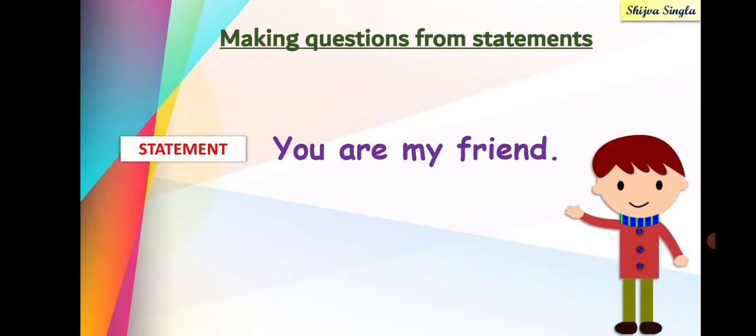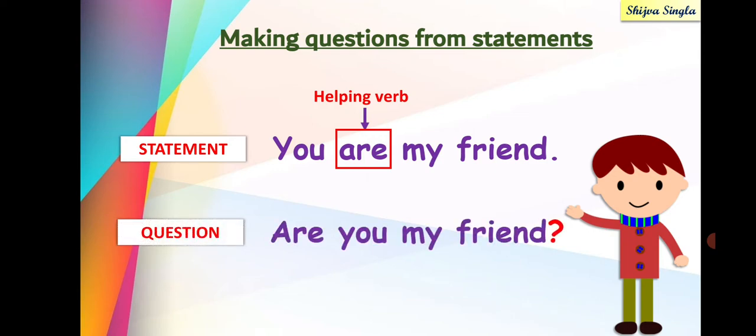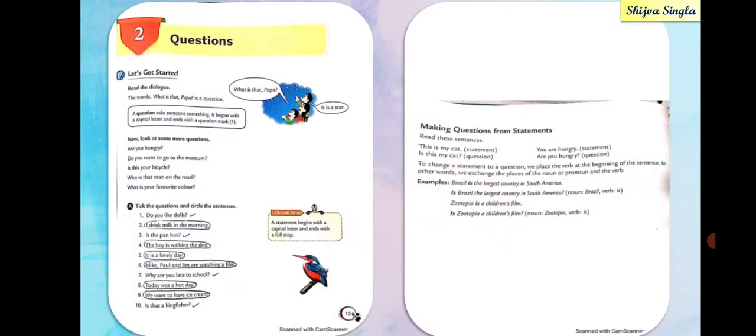Look at another example. You are my friend. This is a statement as it is beginning with a capital letter and ending with a full stop. Now, are is the helping verb here. Let's change it into a question now. It will become, are you my friend? So here, the position of the helping verb is changed. Moreover, it's starting with a capital letter and ending with a question mark instead of a full stop. Well, I hope this much is clear to you.